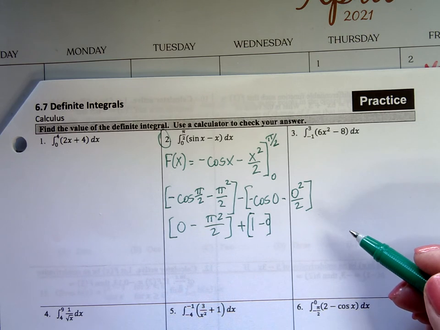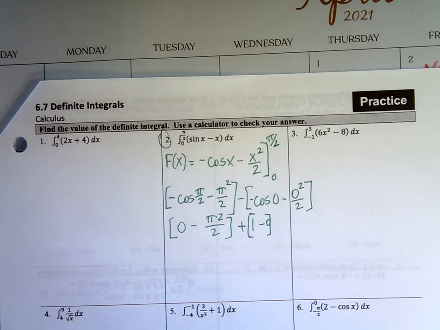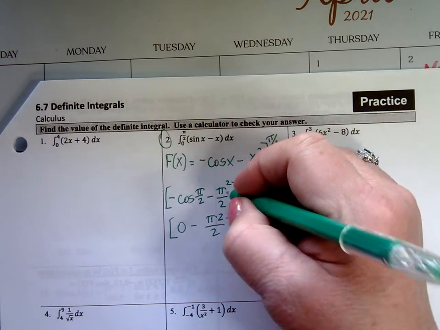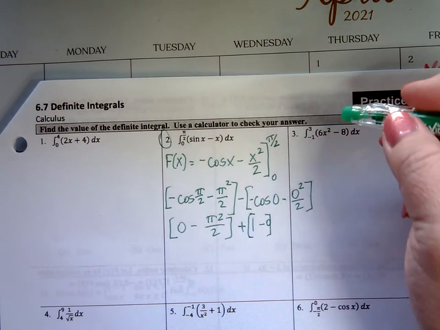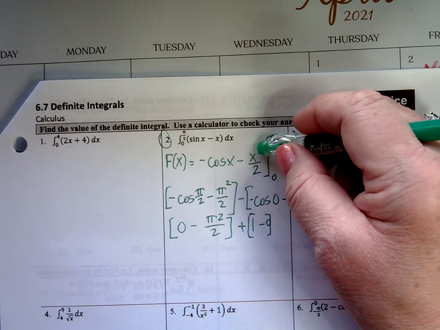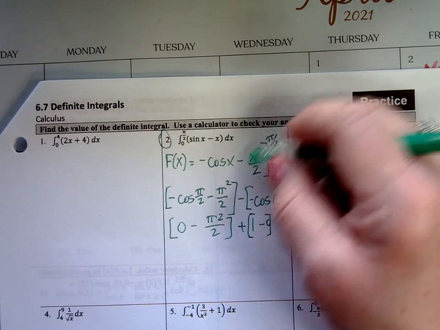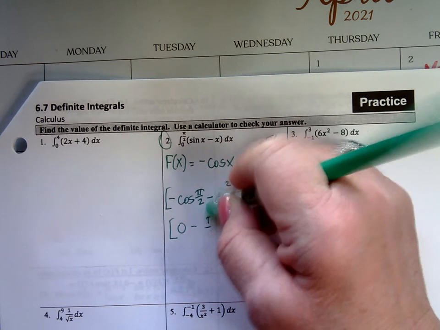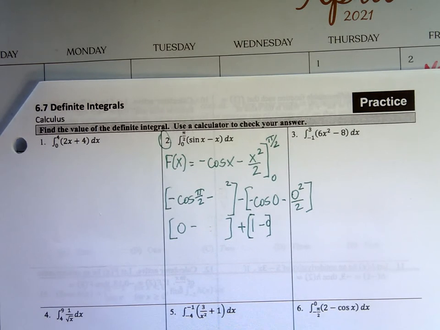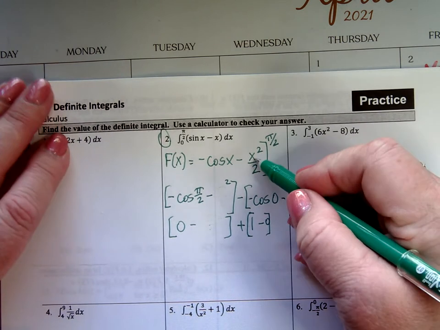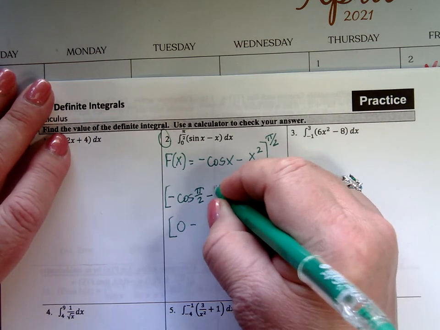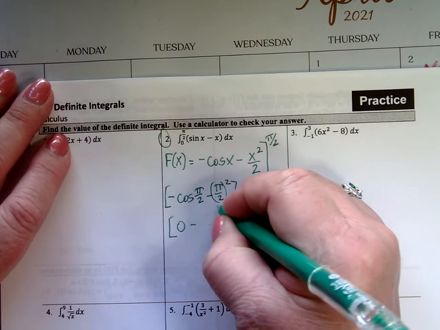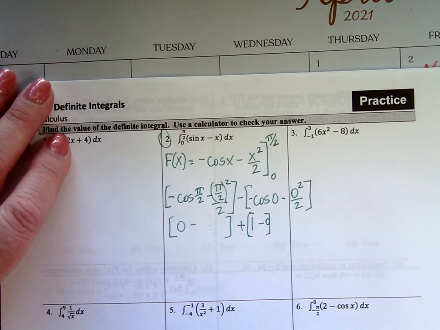Pi over 2, I'm looking at this. This should be written a little bit differently. Let's see, x squared, pi over 2. Did you catch this in here? Let me go back and see if I can fix it and not confuse you. If I put a pi over 2 in here, it's going to look like this: pi over 2 squared divided by 2. Did y'all see that? Did you catch that when I was trying to do it?